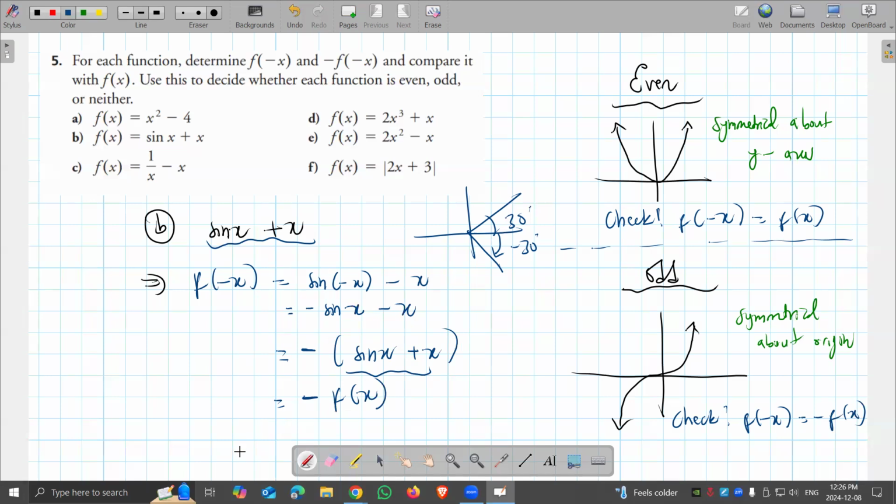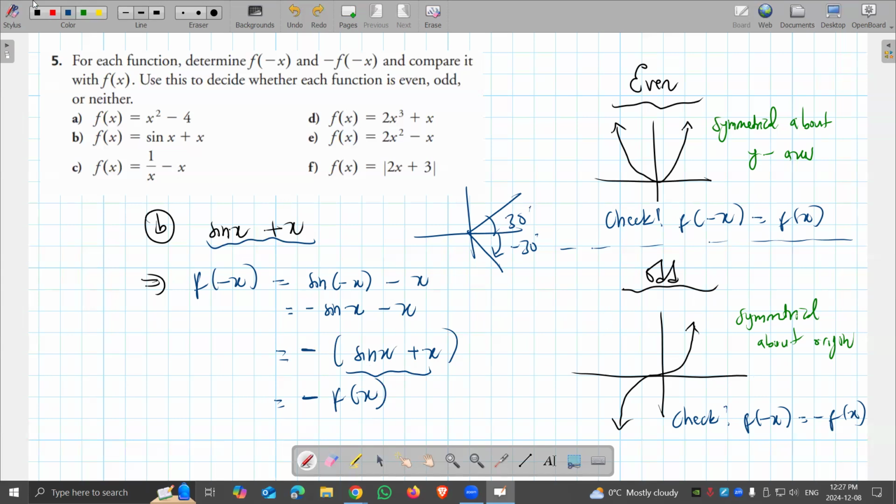So is this odd or even? Or neither? We always start with the negative sign inside of the f function. What we're interested in is where do we end up? Is this odd or even? It's odd, okay? It's odd.